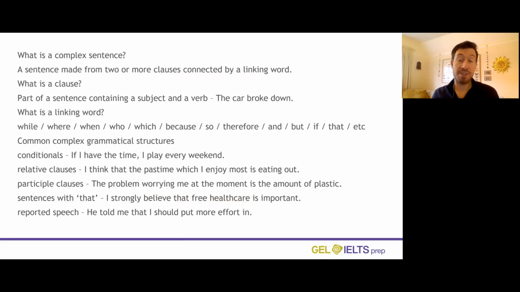And another one we can have is reported speech. So where you're explaining what another person said to you or told you. So we've got "he" as the subject, "told" is the verb. So there's one clause. We've got a "that", which is the linking word. And then we've got "I", subject, "should put" is the verb. So two clauses there, and they're connected by the linking word "that". So reported speech, another example of a complex sentence.